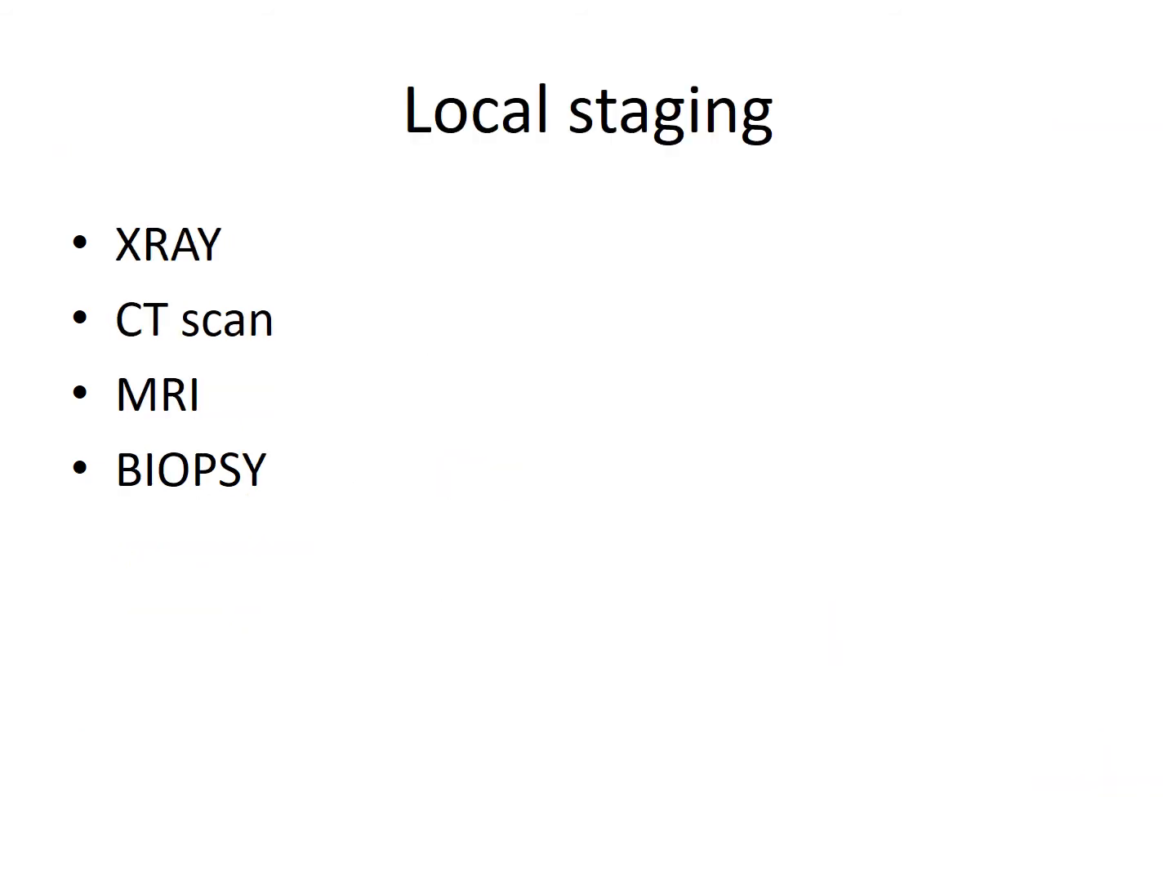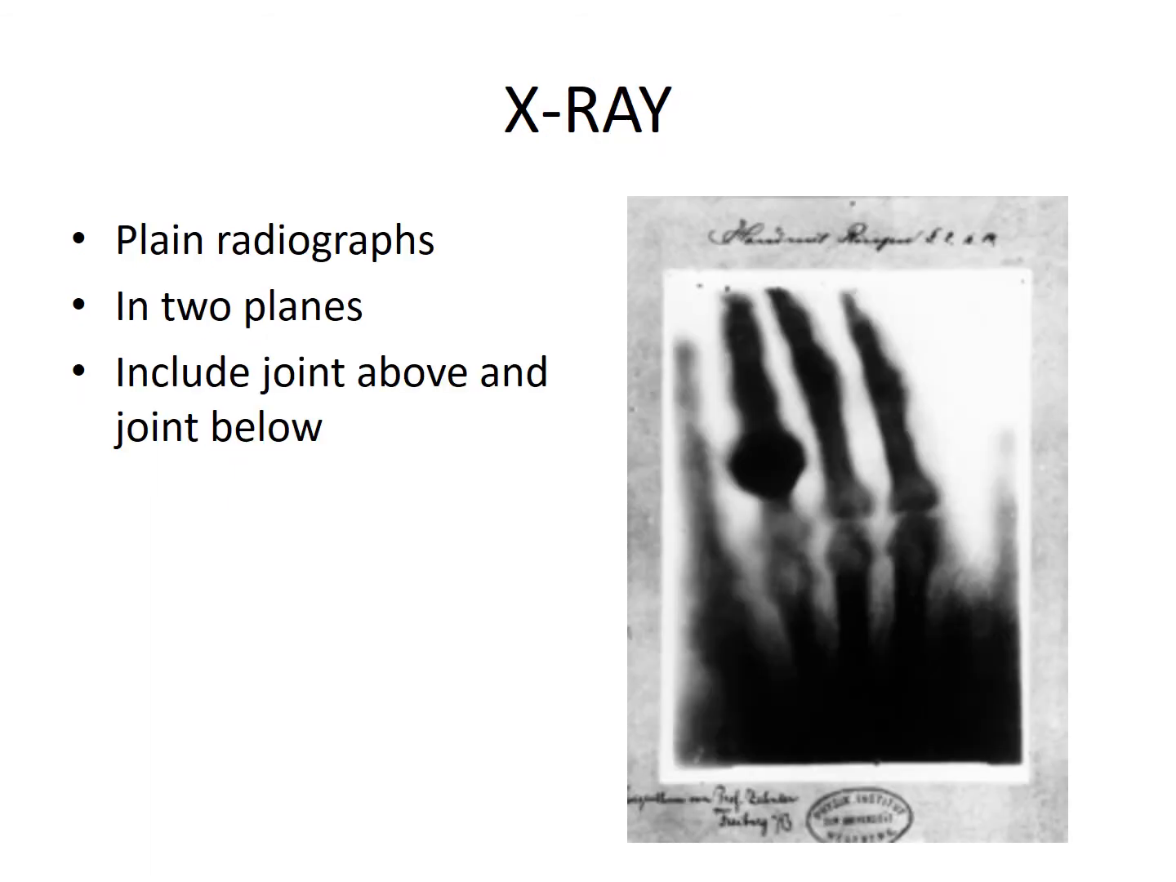So for local staging, these are the tests of choice. Remember, a plain x-ray in 2 planes, including the joint above and the joint below. Seems simple, but it gets missed. And a patient may present to you from outside and you overlook getting a good image of the joint above and joint below.